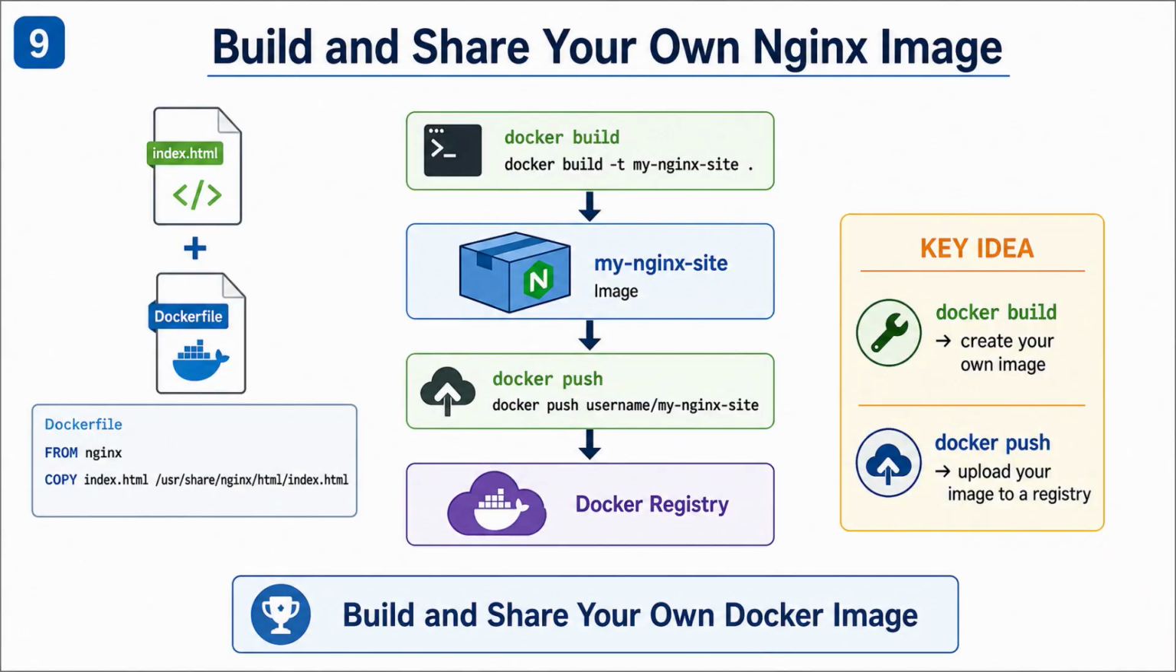We can also create our own Docker image. A Dockerfile describes how the image should be built. For example, we can start with Nginx and copy in our own web page. docker build creates the image, and docker push can upload it to a Docker registry.